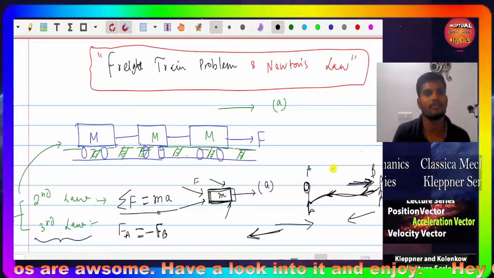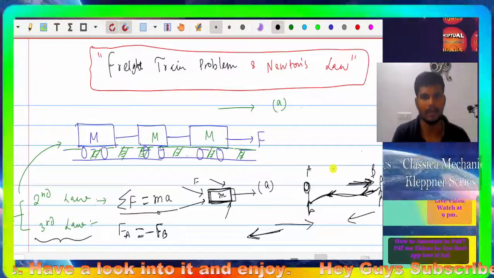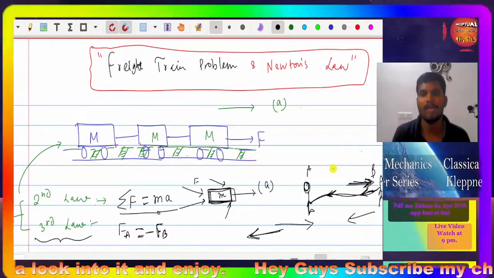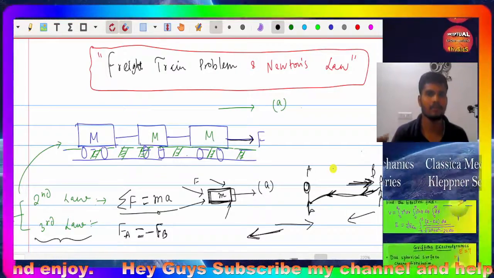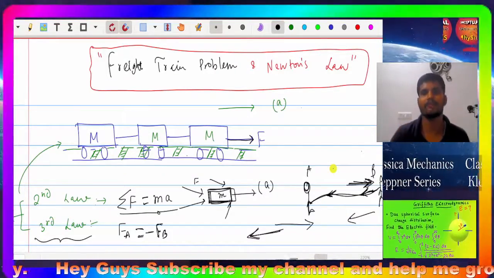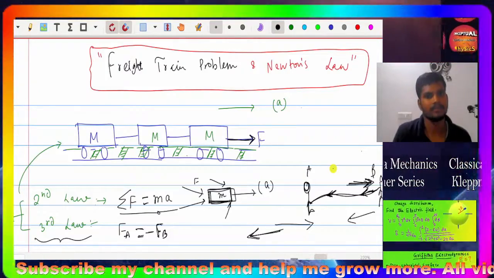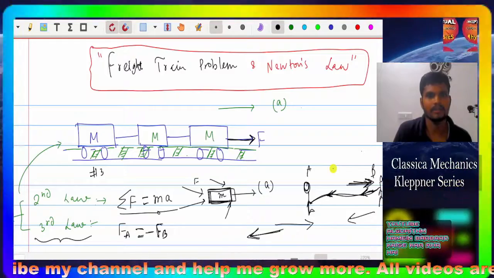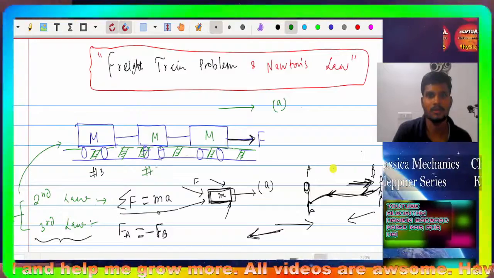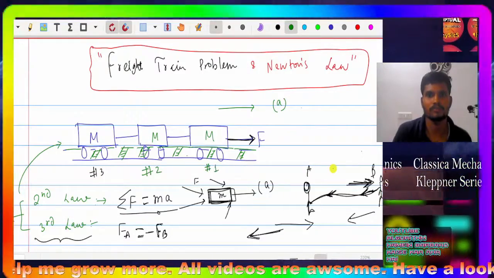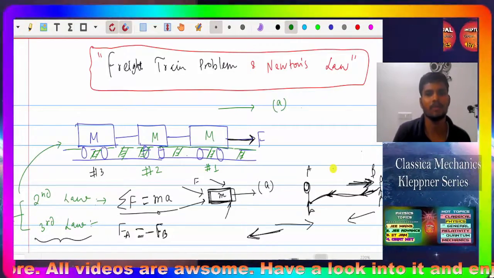Now here is a very good problem. There is a train having three coaches, each with the same mass m. They are attached to an engine, and the engine is pulling with some force F. So we are naming it: this is your engine, this is coach 3, this is coach 2, and this is coach 1. Now we have to identify what forces are acting on coach 3, coach 2 and coach 1.